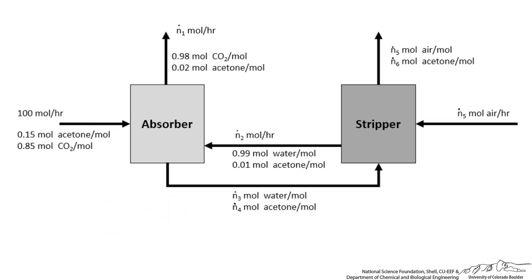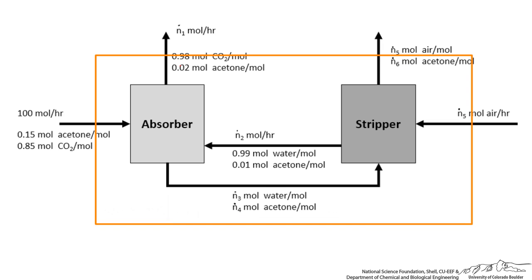So to start the degree of freedom analysis, we have to choose an appropriate boundary to analyze. Now, we could do a couple different things here. We could choose to analyze the overall system. So this would include both units, and we would draw our boundary here. Thus, we would look at any streams that cross that boundary and forget about any streams within that boundary area. So this would be our overall process.